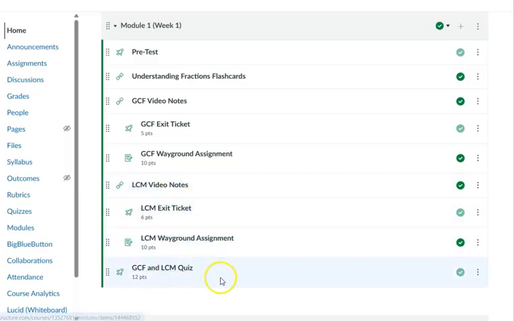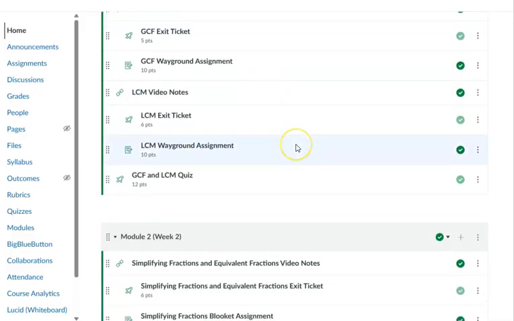Finally, at the end of the week, they would have a quiz, the summative assessment over greatest common factor and least common multiple. As you can see, the point value is 12, so it's just a quiz to give them a clearer understanding of all the topics they covered that week, and then gives the teacher the understanding of their knowledge at the time.